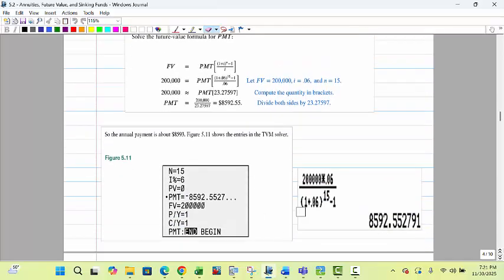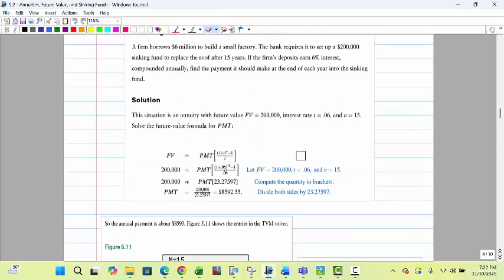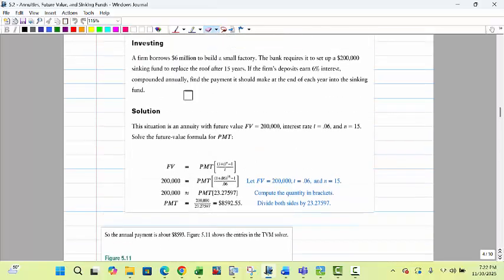And because this is annually, I didn't show the 0.06 divided by 1, like in the formula, neither did they. But it's because it's 0.06 divided by 1, same thing here and here. So 0.06 divided by 1, of course, is just 0.06. And we have 15 payments because it's once a year for 15 years. So they're using this money to replace a roof, or at least some of the money to replace the roof.